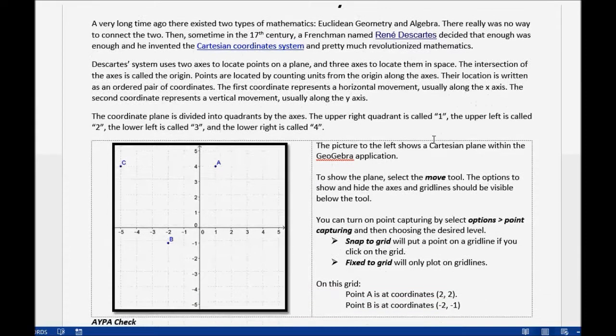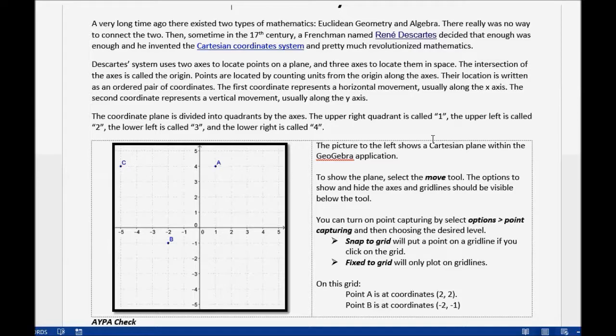A long time ago, Euclidean geometry and algebra were completely different pursuits, and there really wasn't a way to mix them. But then sometime in the 17th century, a Frenchman named René Descartes figured out the Cartesian coordinate system, and that pretty much changed the way we do mathematics all over the place.